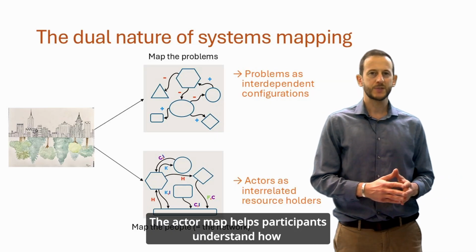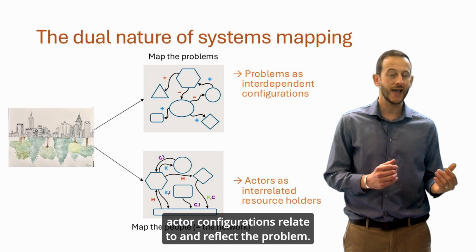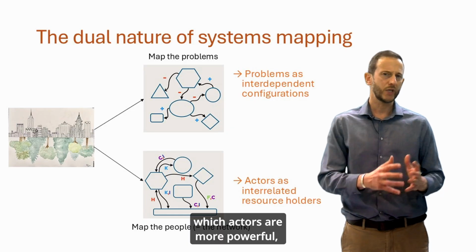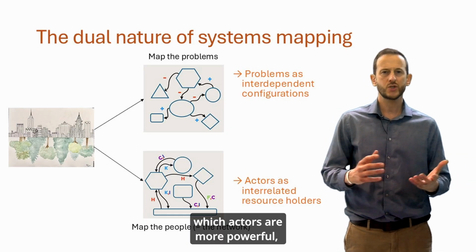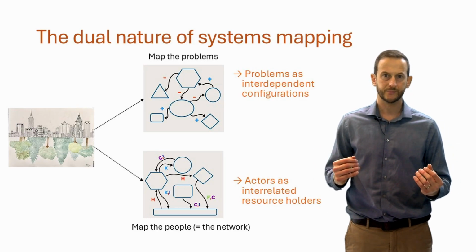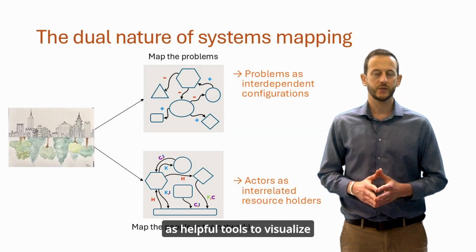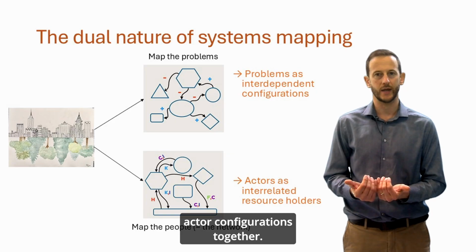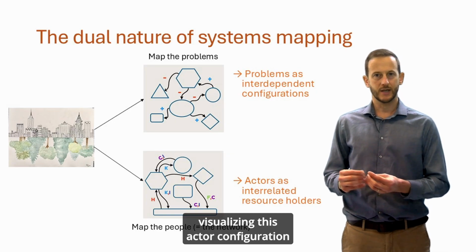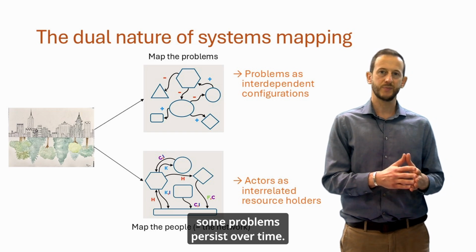The actor map helps participants understand how actor configurations relate to and reflect the problem. For example, in an actor map, you can see which actors are more powerful, which actors are more dependent on others, and which ones are disconnected from each other. We usually use value network maps as helpful tools to visualize actor configurations together. Through a collective reflection, visualizing this actor configuration may explain why, in a problem map, some problems persist over time.